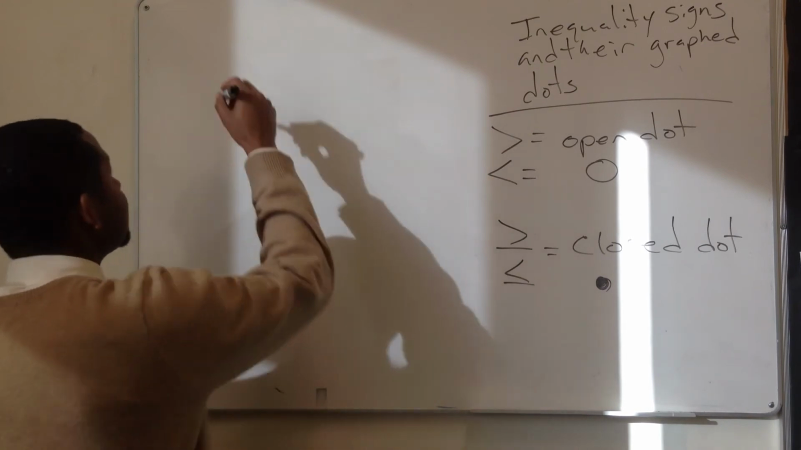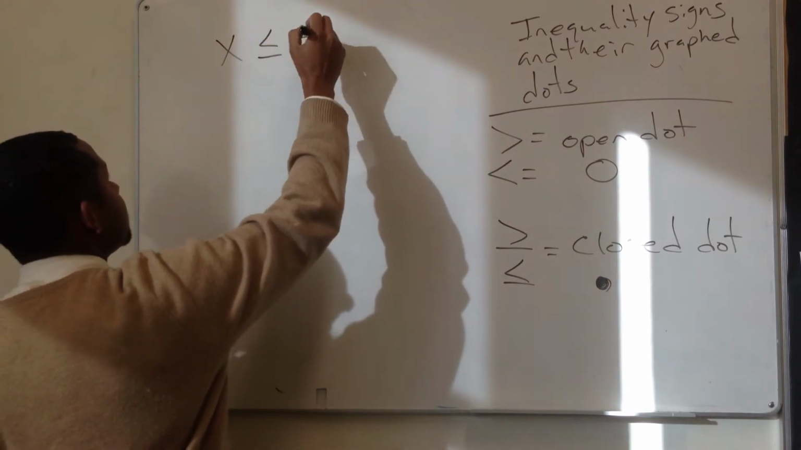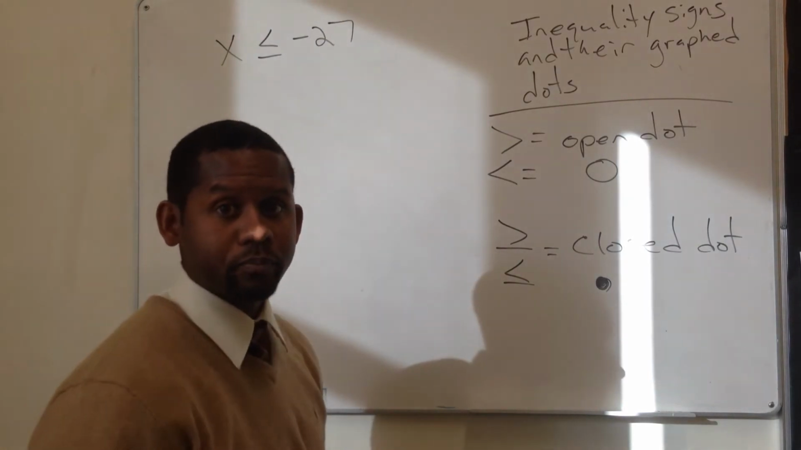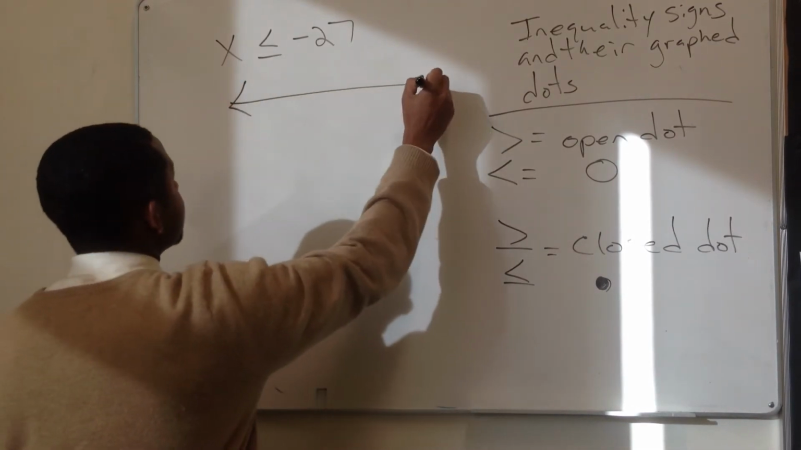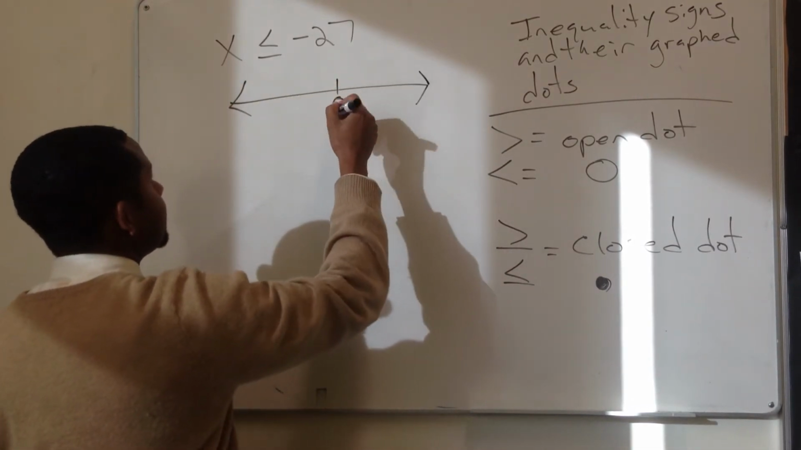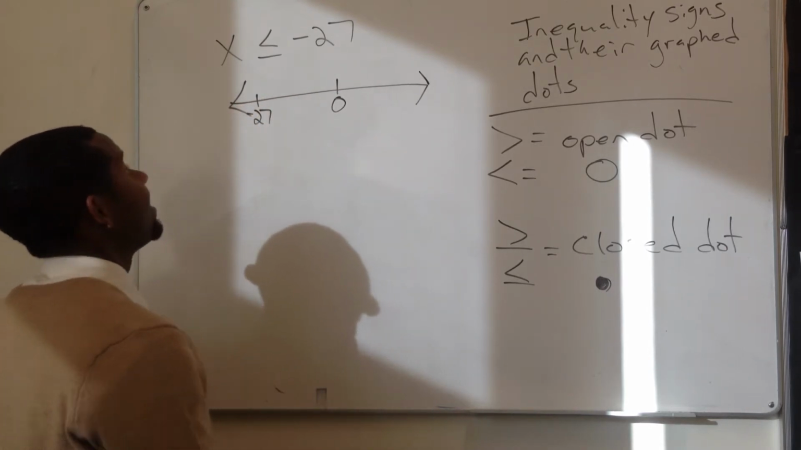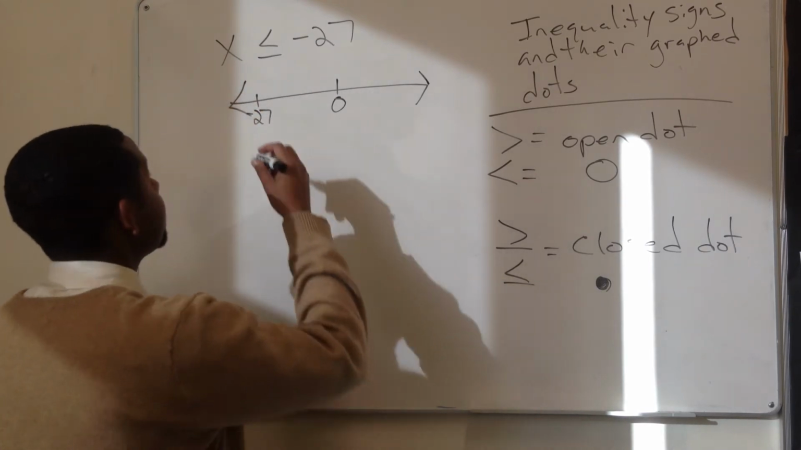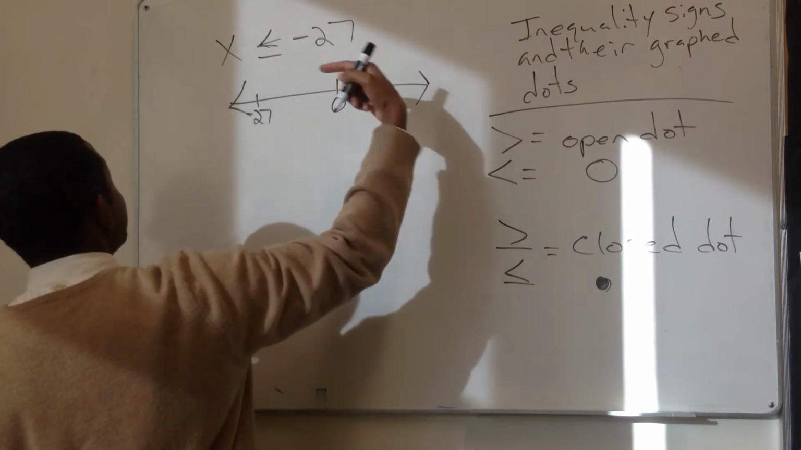So look at this next one. It says x is less than or equal to negative 27. You graph that right now. Hopefully you just did. You said, okay, well, I need a 0. Negative 27 would be way down here. X is everything that's less than negative 27, smaller than. Notice this literally points like an arrow. It points this way.